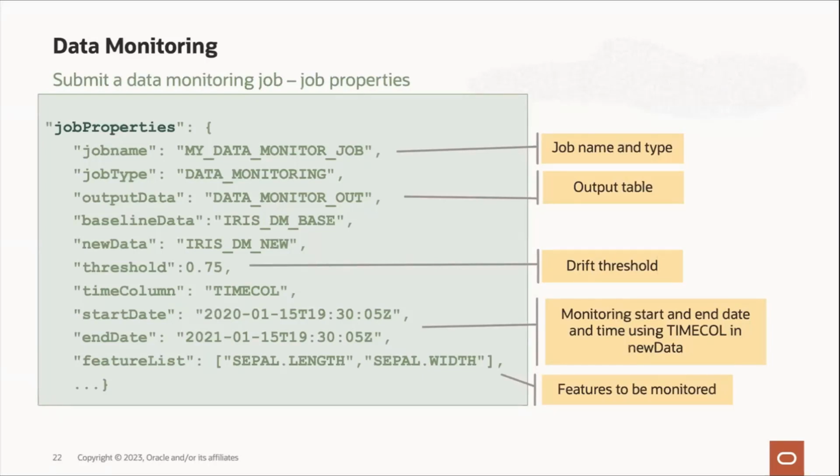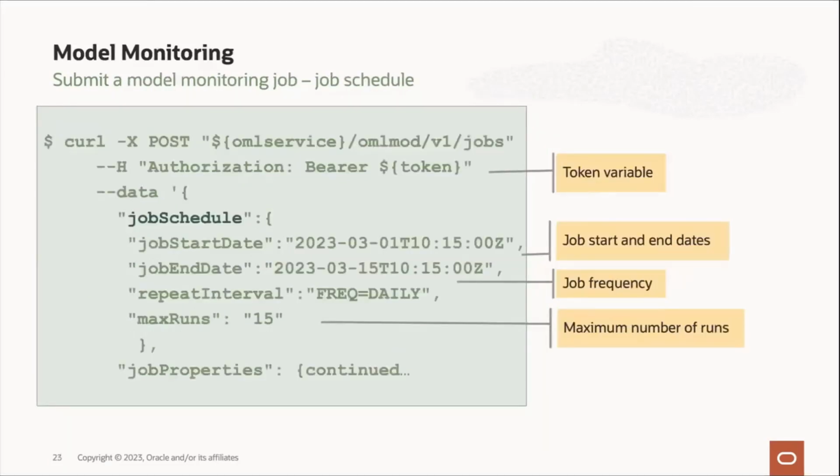And here you can choose specifically which columns in the data set you would like to be monitored for drift. Moving on to a model monitoring request. This first part of the request is pretty much all the same. Again, we're using our token for authorization, and the job schedule is the same between these requests, right? Setting our start and end date, how we'd like it to repeat.